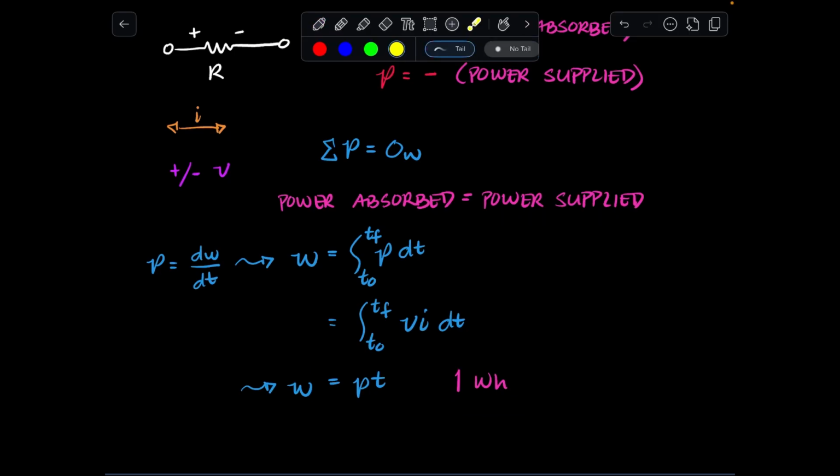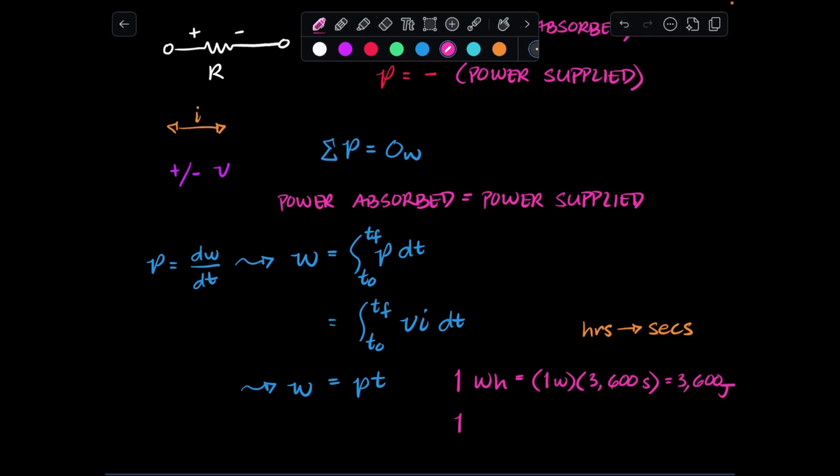If we transform hours to seconds in order to get both of these units into their basic SI unit form, then we can derive that 1 watt hour is equal to 1 watt times 3,600 seconds. And since energy is also measured in joules, then 1 watt hour is equivalent to 3,600 joules. Therefore, 1 watt second is equal to 1 joule.